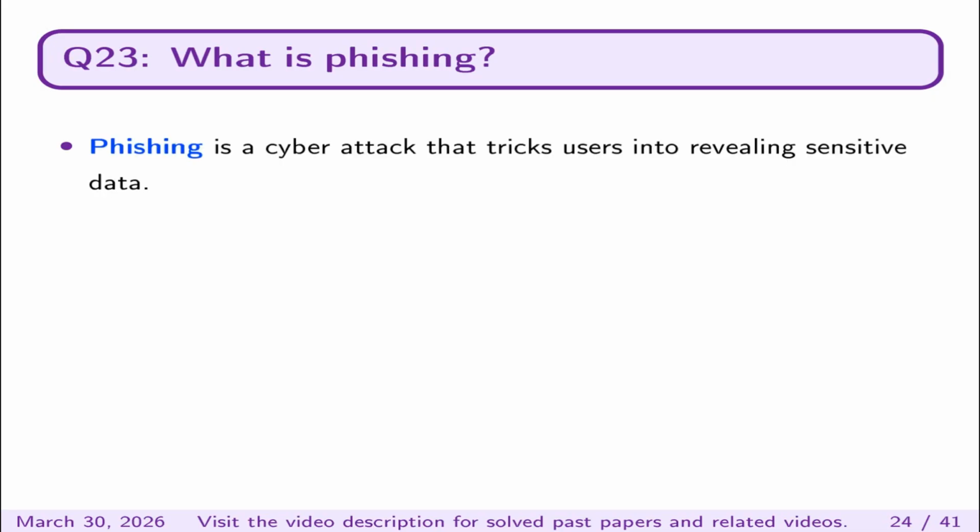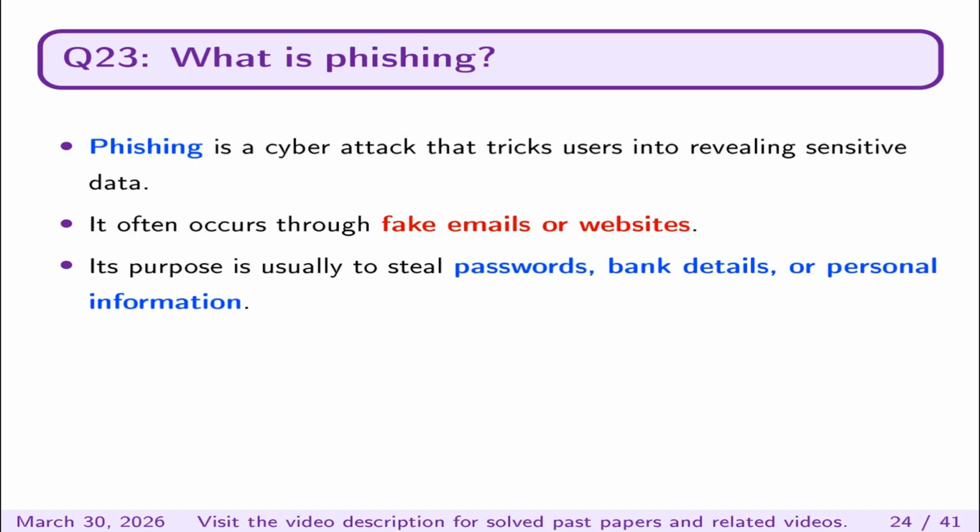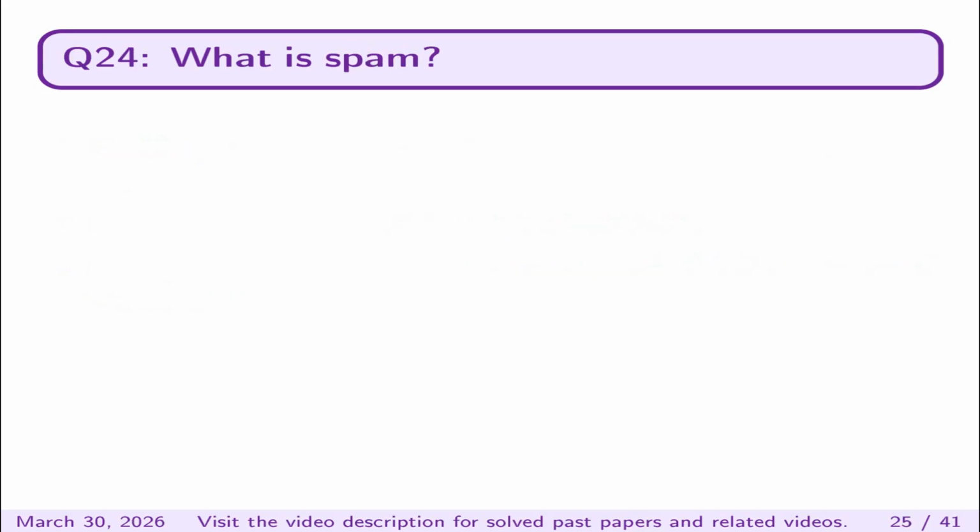What is phishing? Phishing is a cyber attack that tricks users into revealing sensitive data. It often occurs through fake emails or websites. Its purpose is usually to steal passwords, bank details, or personal information.